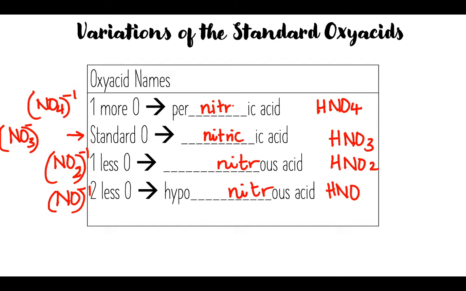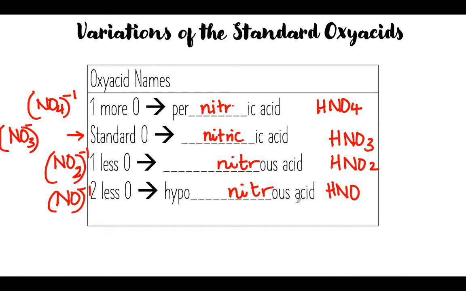This is the rule that is in place for all of the 5 standard polyatomic ions. The standard one is always going to end in just ic acid. If you add 1 more oxygen than the standard, it would be per whatever ic acid. If it's 1 less, it's going to end in us acid. If it's 2 less, it's going to have a prefix of hypo and a suffix of us acid.